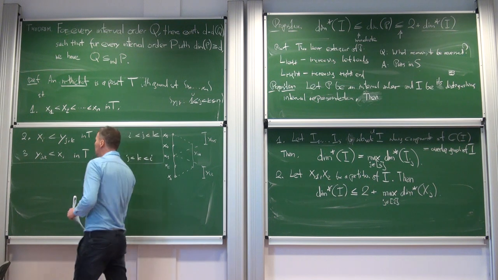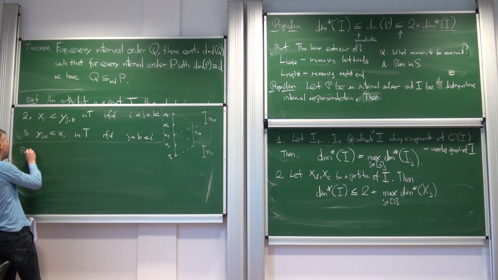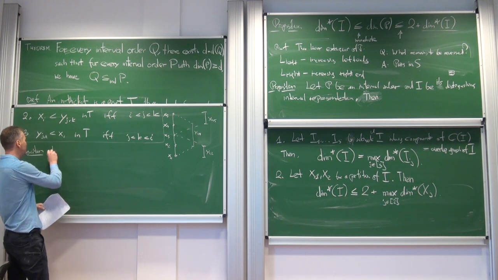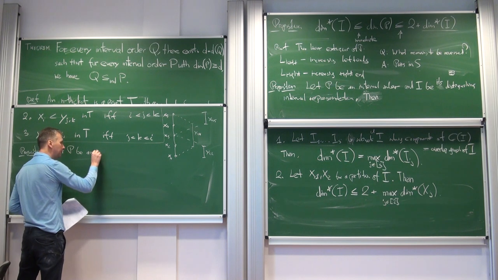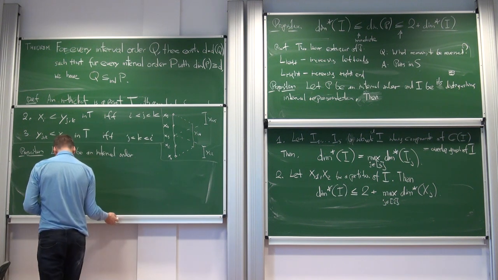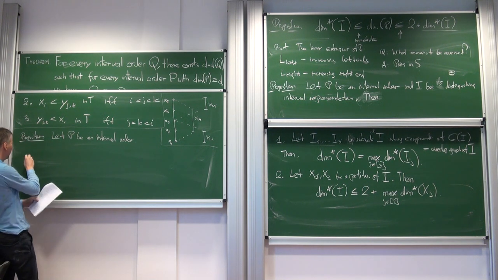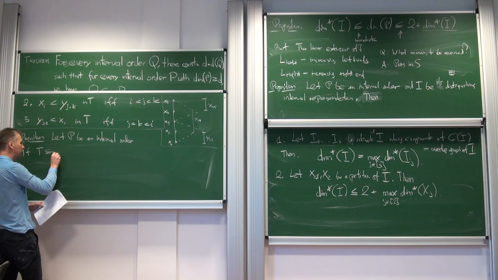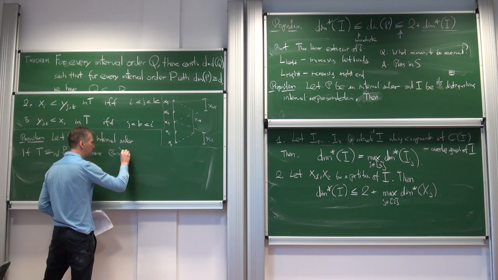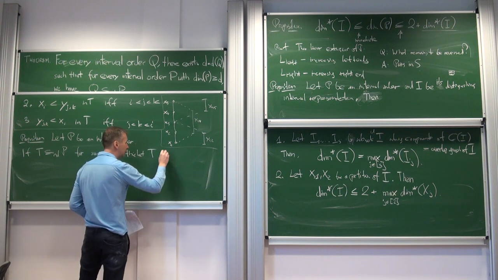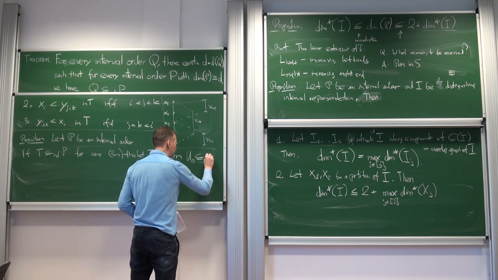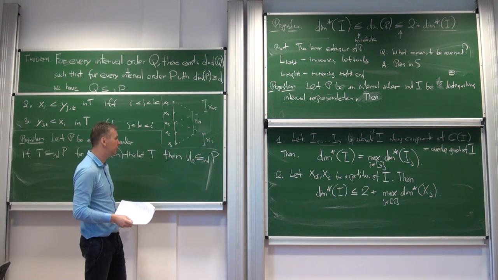Now, what is important for us is that a large thicket in an interval order forces a large universal interval order as a subposet. So let P be an interval order, and if T is an induced subposet of P for some free n thicket, then P contains a universal interval order of order n, yes?